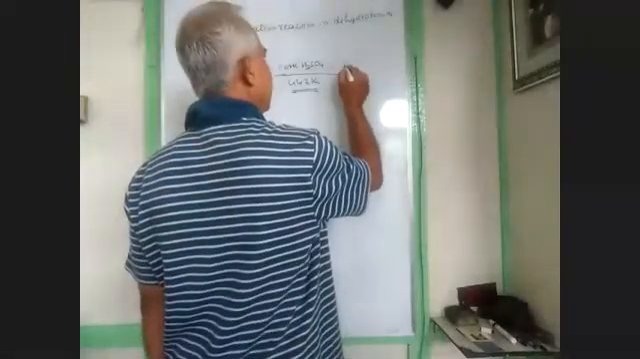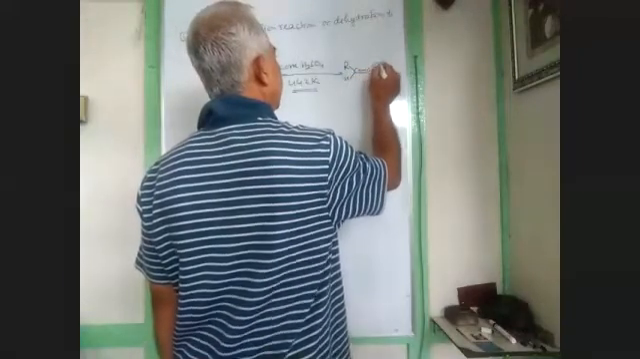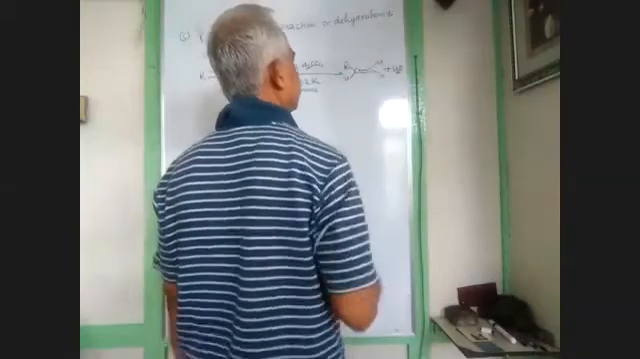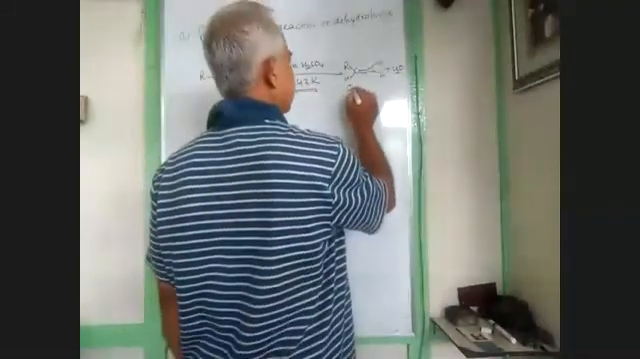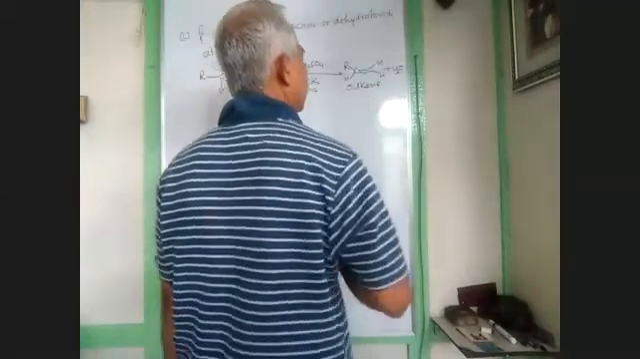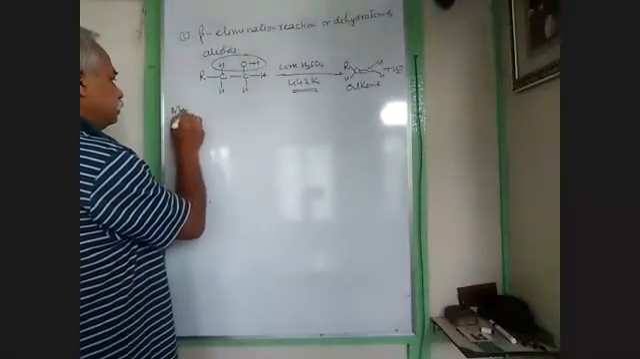So what will you get here? RCH, H, H, and H2O. So it gives us alkene. It gives us alkene. So this is the mechanism to understand. So this is the one.